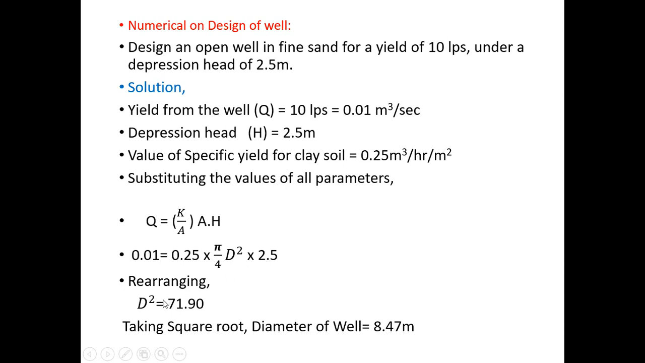So rearranging, we will get D square equals 71.90. This is the value of D square. So we can take the square root of this. Taking the square root, we get the diameter of the well equals 8.47 meter. So in this way, we can design a well. In other words, we can find out the diameter of the well. So this is all about various types of numericals which may be asked in the exam based on this groundwater hydrology. Thank you.